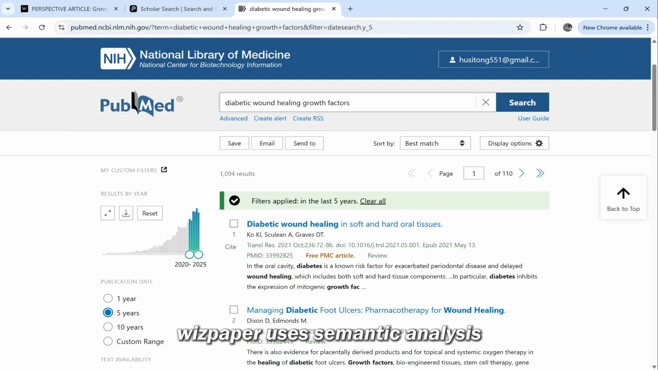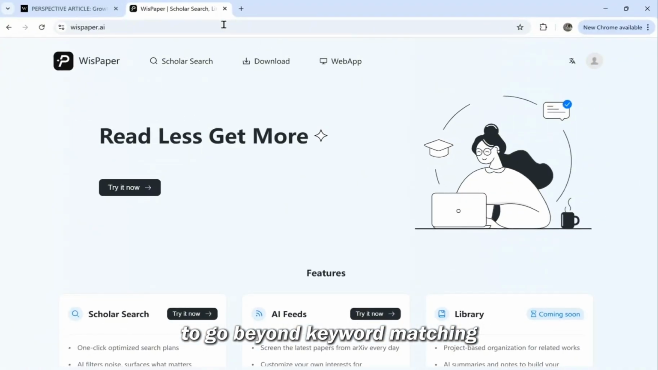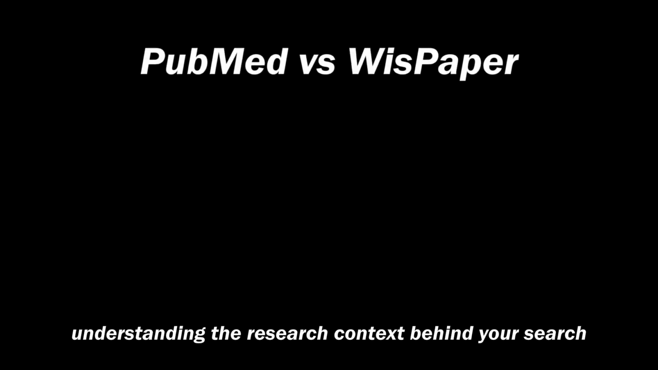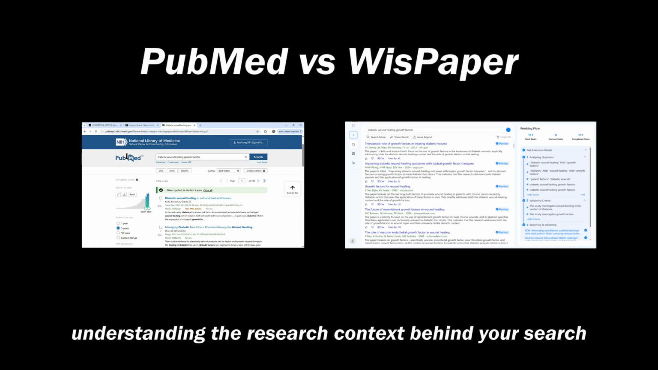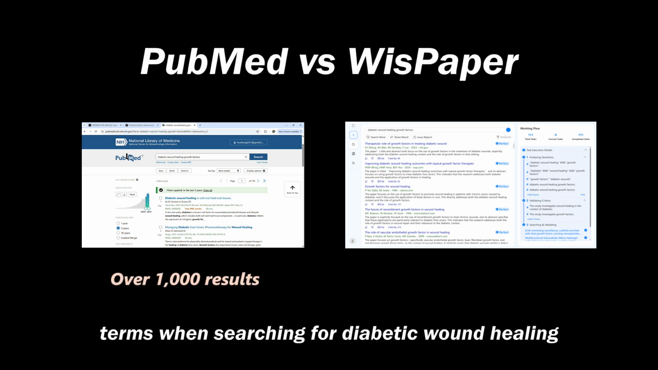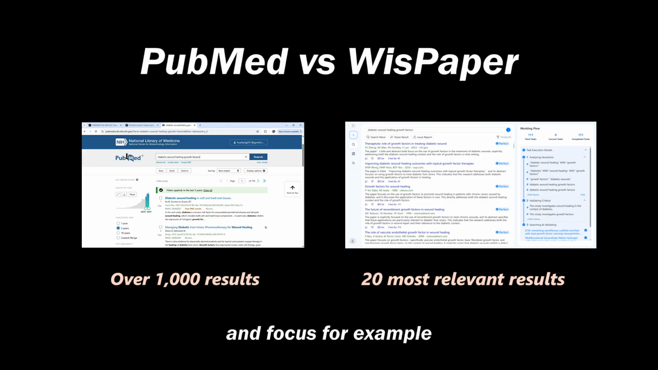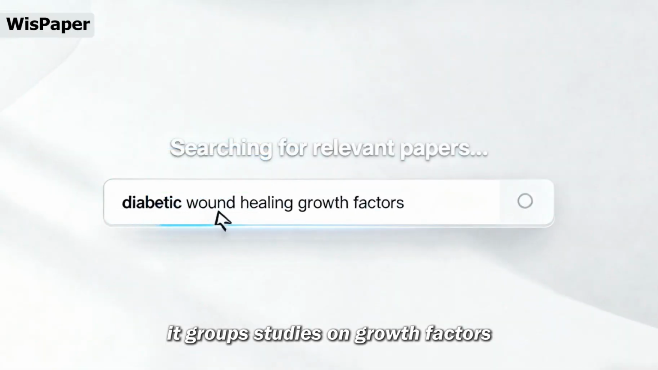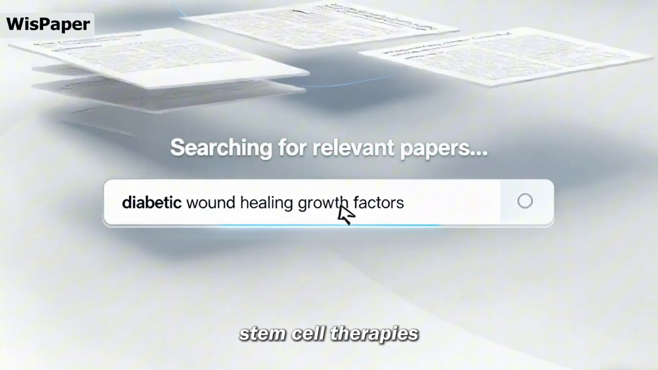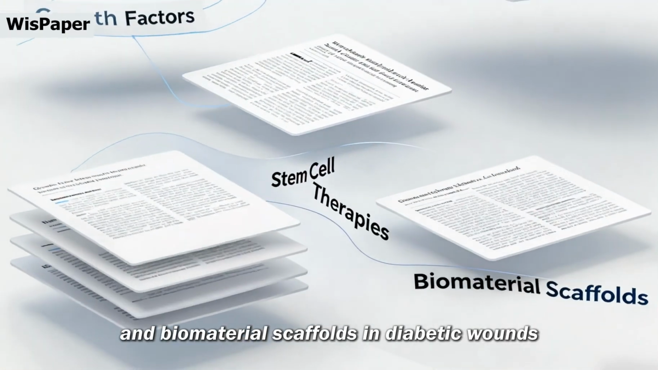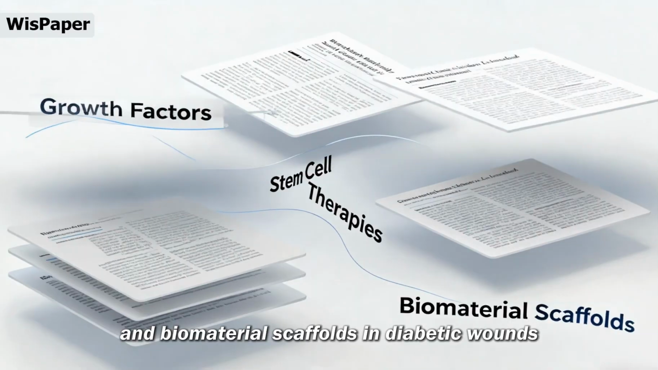WisPaper uses semantic analysis to go beyond keyword matching, understanding the research context behind your search terms. When searching for diabetic wound healing growth factors, it automatically categorizes papers by relevance and focus. For example, it groups studies on growth factors, stem cell therapies, and biomaterial scaffolds in diabetic wounds.